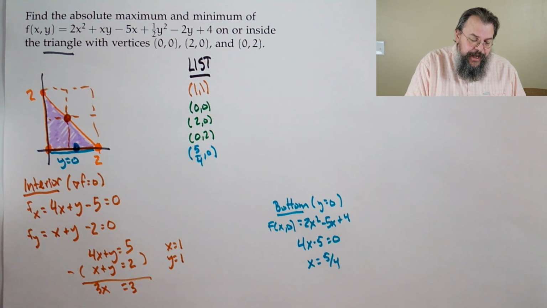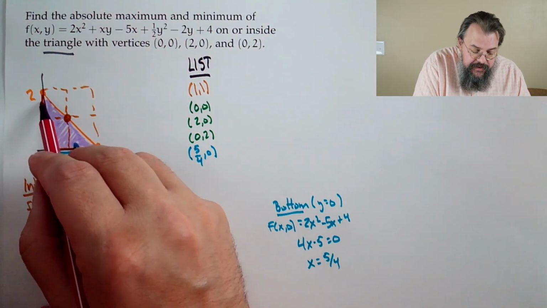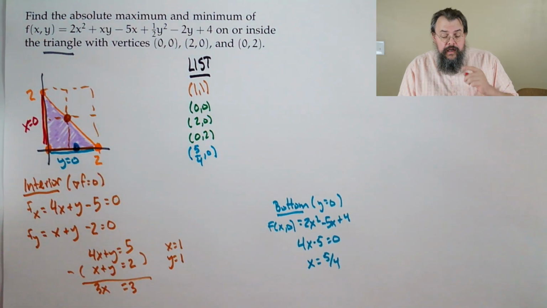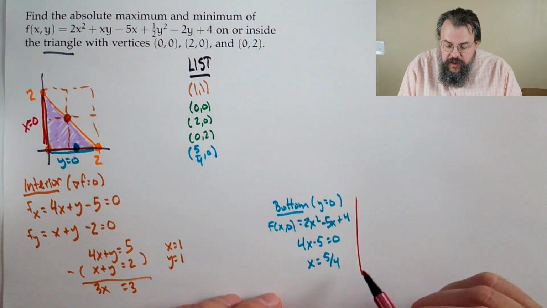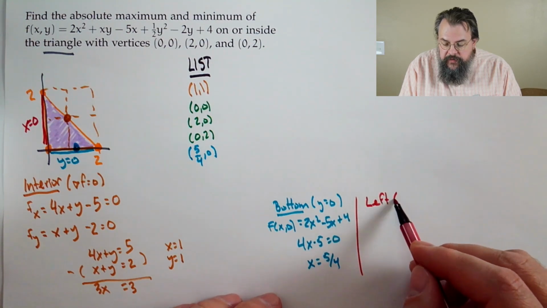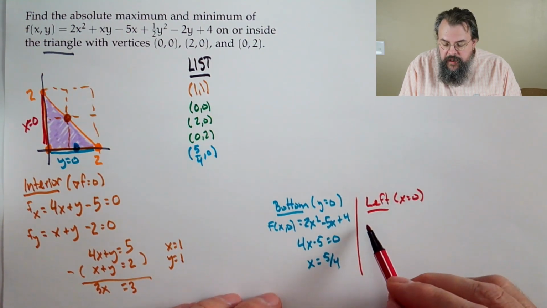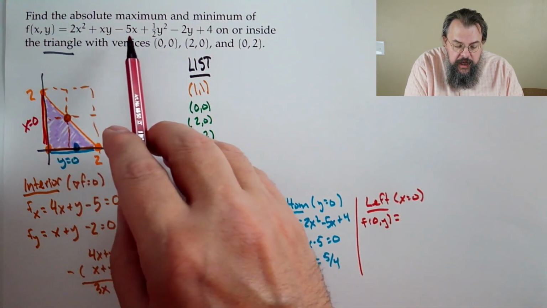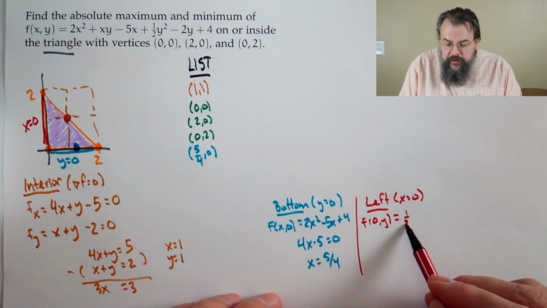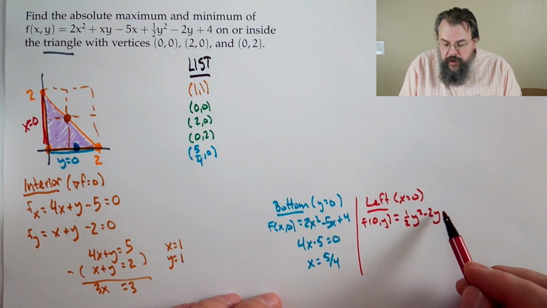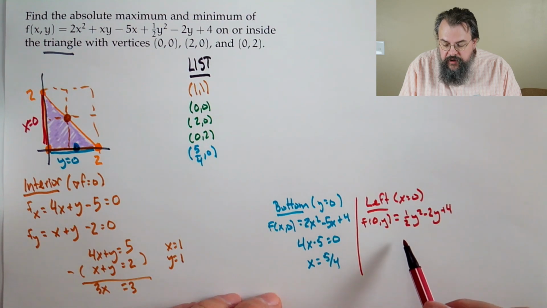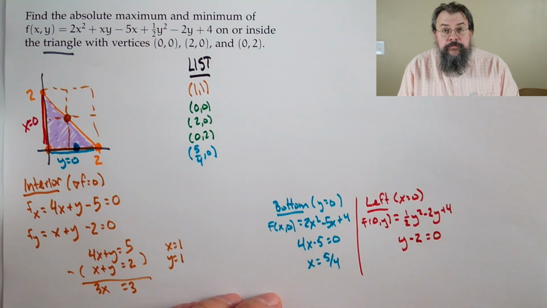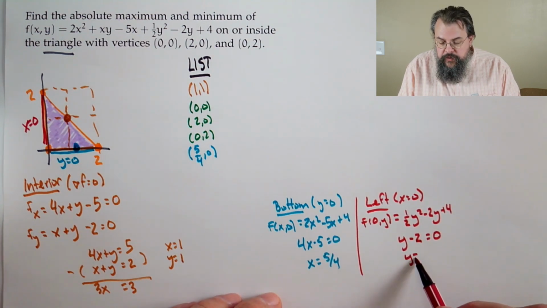Now let's do, say, the left-hand side. What happens there? On the left-hand side, we have x equals 0. So our function becomes f of 0 comma y. Everything with an x goes away. So it's a half y squared minus 2y plus 4. Take the derivative, y minus 2. Set that equal to 0, and we end up with y equals 2.